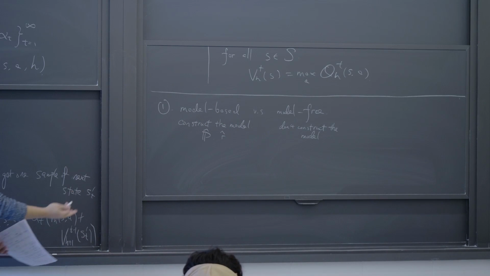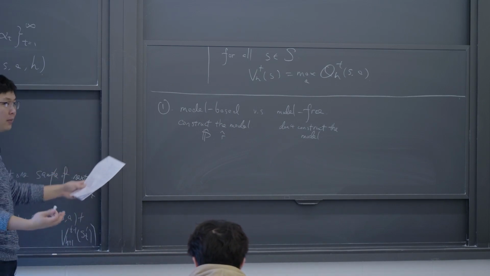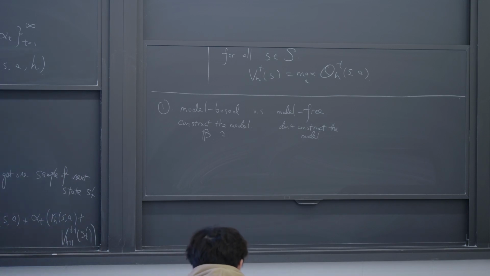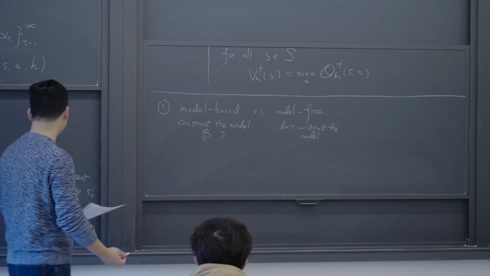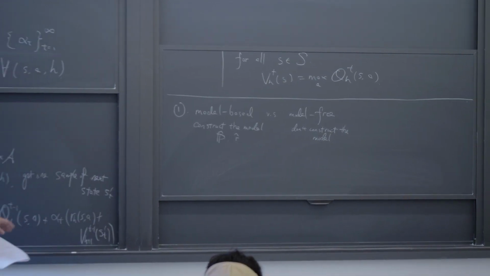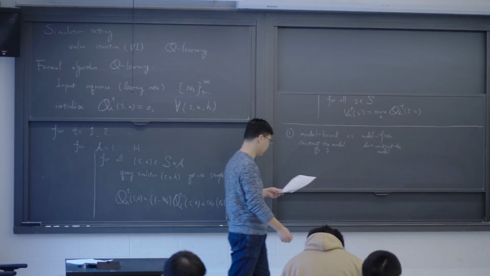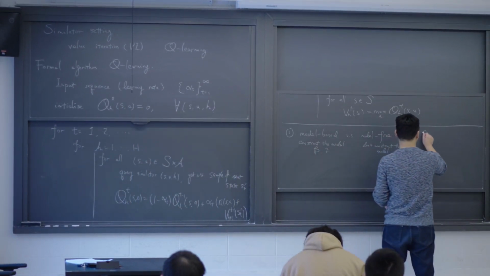So if you're using this definition, you can think this value iteration algorithm is actually a model-based algorithm, because in the first phase, we can directly construct what is the transition probability, while in the Q-learning algorithm, we never construct the transition. The learning of the transition is kind of implicit in this incremental update here. So we don't directly construct the model, and this is a model-free algorithm. So Q-learning is model-free.